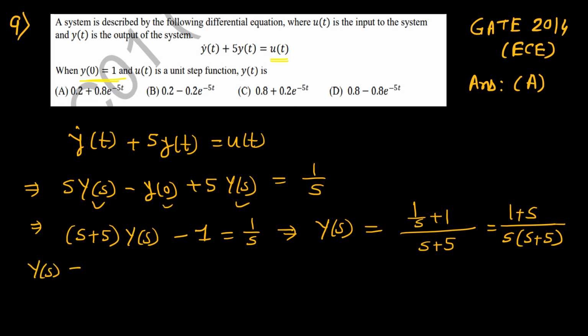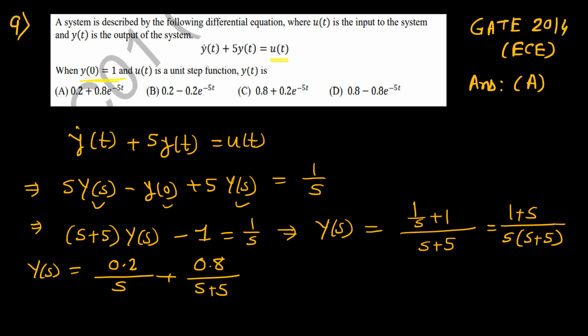So this Y of s, we can have two parts, s, and this is s plus 5. Now to get this coefficient, I'll put s equal to 0 everywhere except here. So if I put s equal to 0, this is 0, this is 0, this is 1 by 5. 1 by 5 is 0.2. Okay, so this is your 0.2. And now for this part, the coefficient at s equal to minus 5, I'll put s equal to minus 5 everywhere except this one. So 1 minus 5 is minus 4. This is minus 5. So minus 4 by minus 5. Minus minus cancel out. 4 by 5 is 0.8.